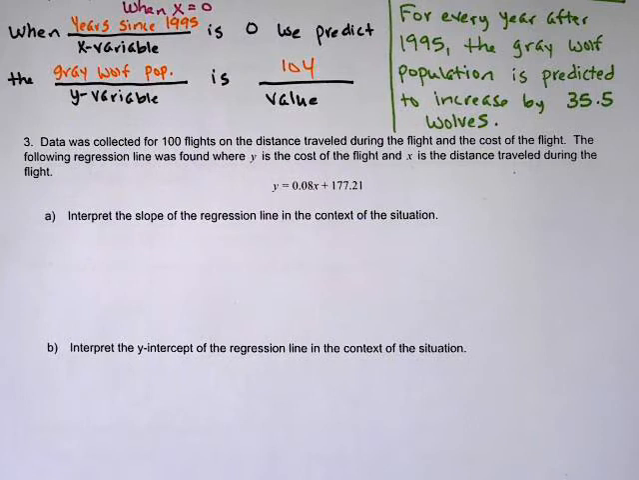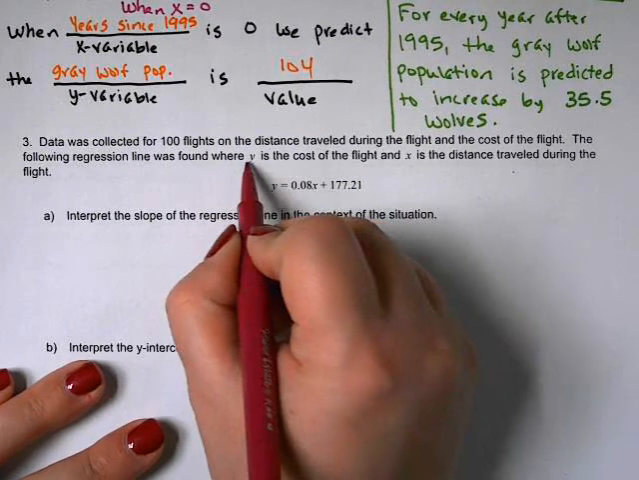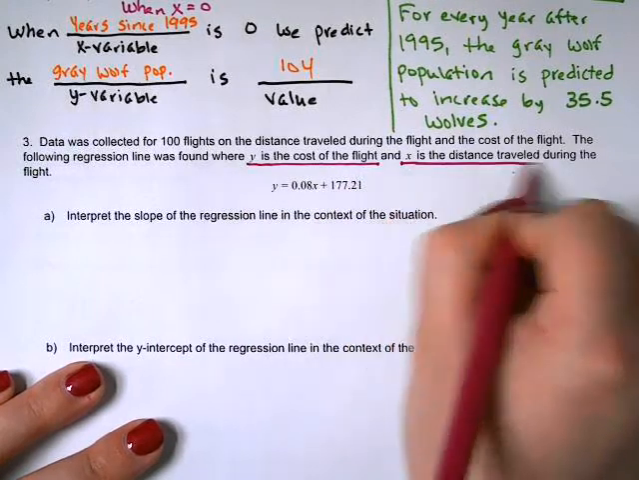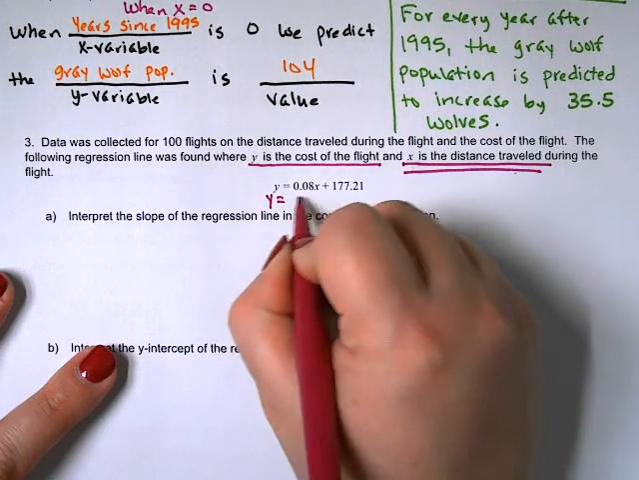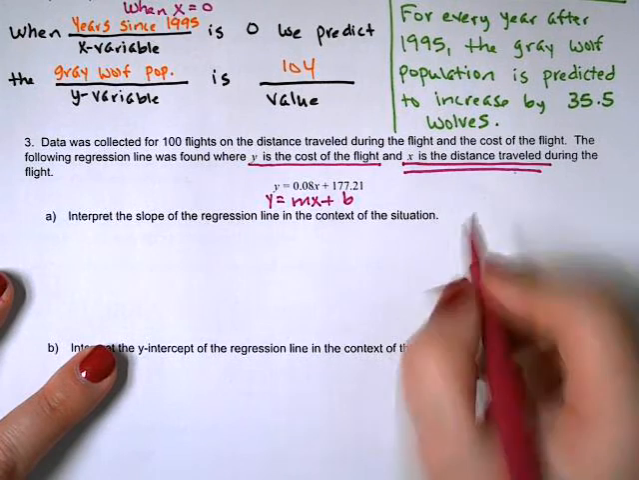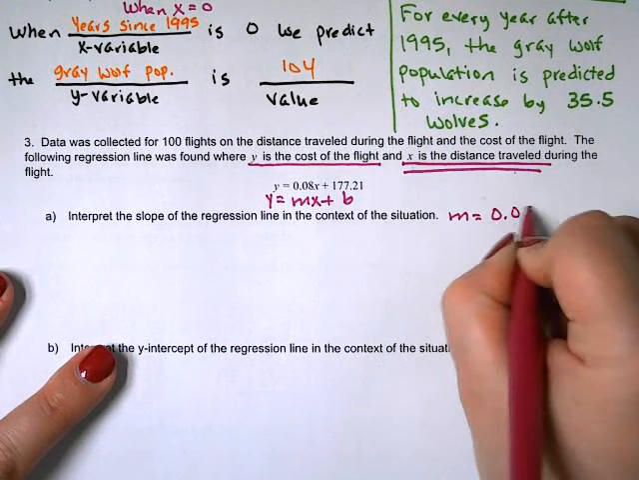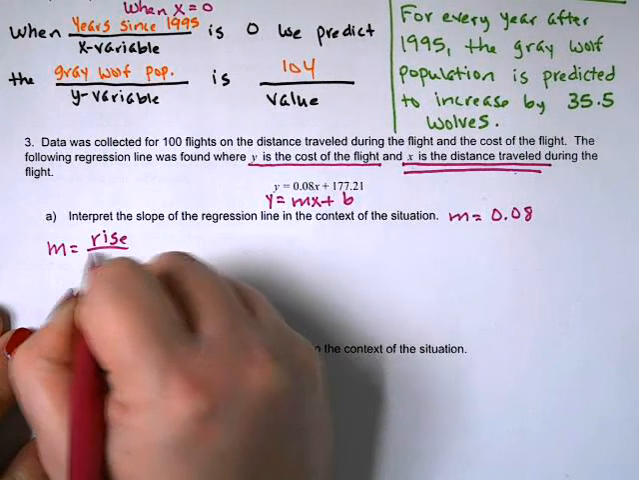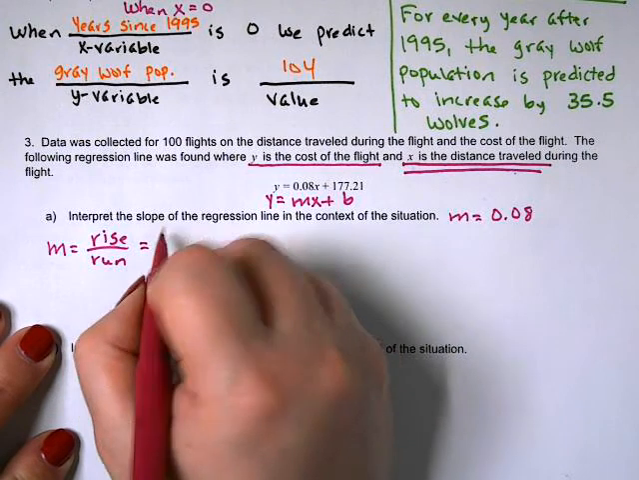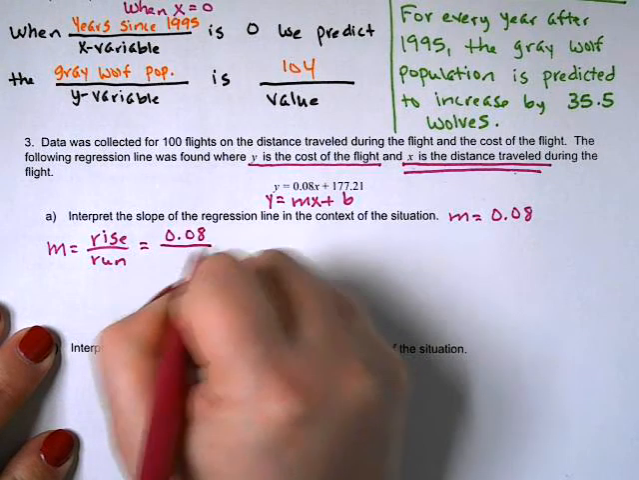Okay, thank you. Data was collected for 100 flights on the distance traveled during the flight and the cost of the flight. The following regression line was found where y is the cost of the flight and x is the distance traveled during the flight. So they tell us right here what our variables are. Here's the y variable, here's the x variable. So we're going to interpret the slope. Well, this looks like y equals mx plus b, which means our slope, our m, is 0.08. So I know that slope is rise over run. And so my rise is 0.08. My run is going to be 1.